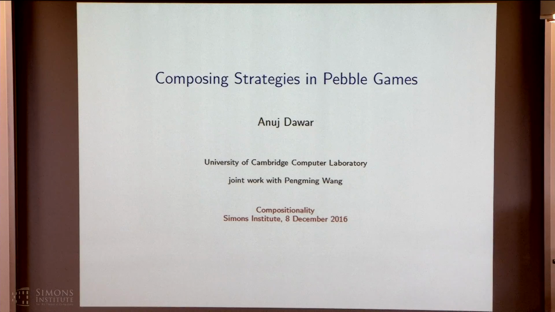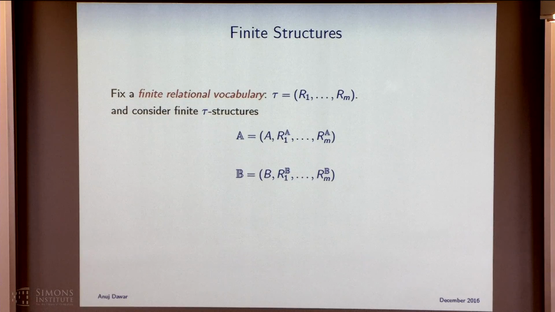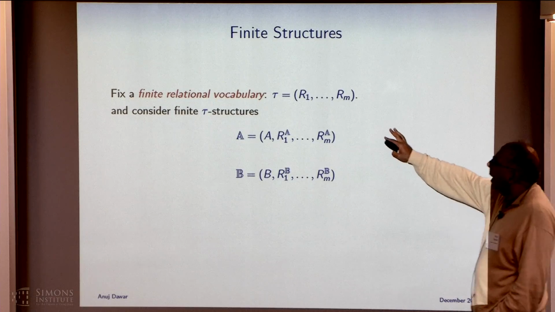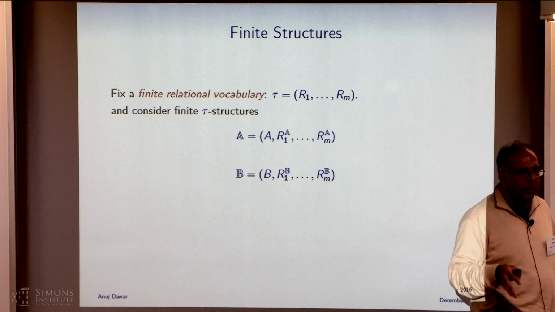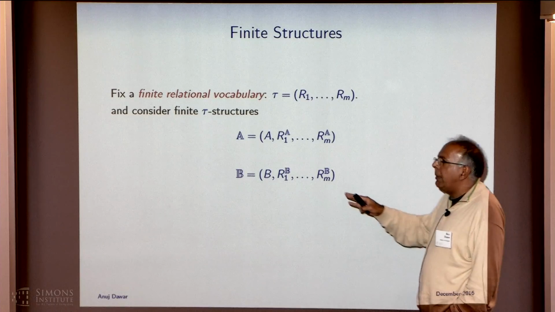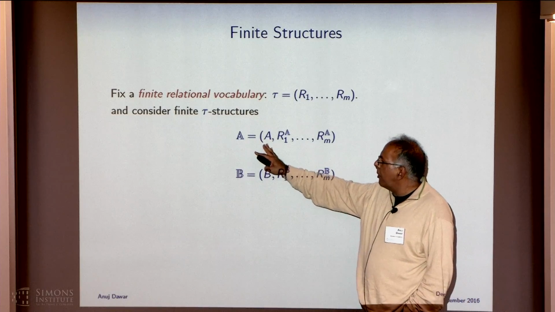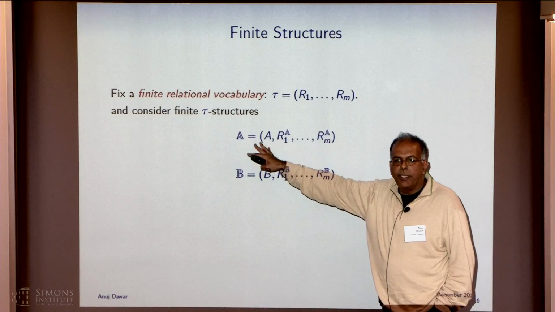Okay. So we're in the realm of finite model theory. I'm assuming we have some fixed finite relational vocabulary, so a sequence of relation symbols, each with an associated arity. And I'm going to talk about finite tau structures, meaning a structure consists of a finite set and an interpretation for each relation symbol as a relation over the set.